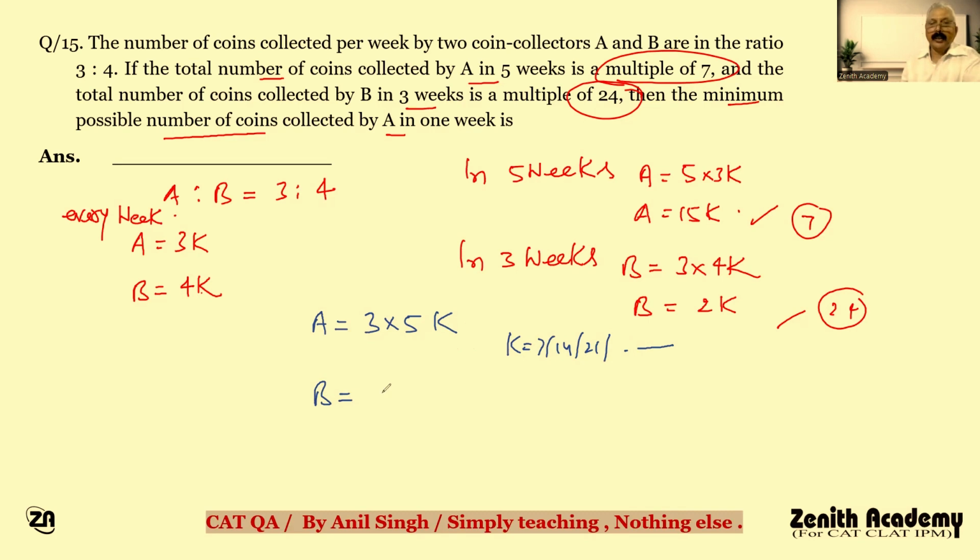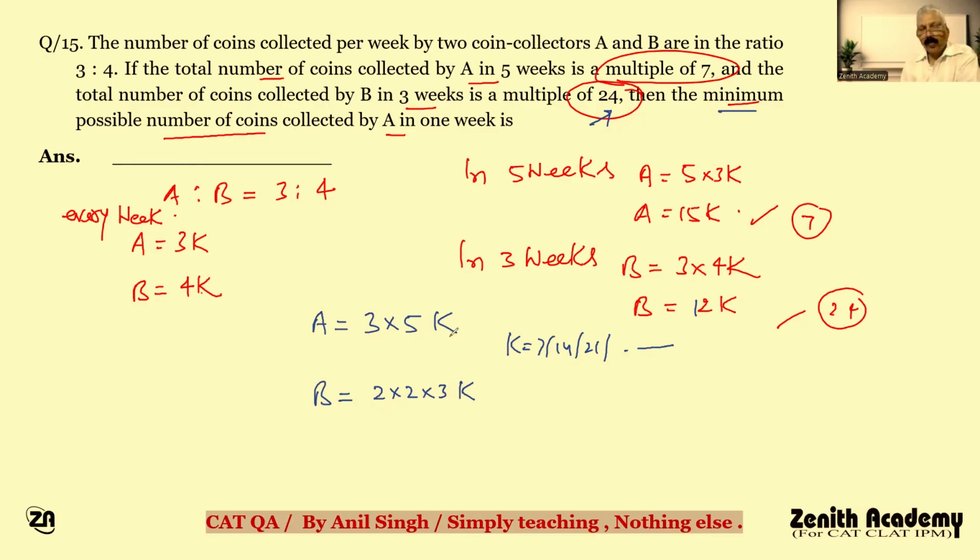And here B is 4K, 12K. So 12K is 2 into 2 into 3 into K. Correct? So now the point is, the number of points collected by B in 3 weeks is a multiple of 24, and you have to find the minimum possible number of coins.